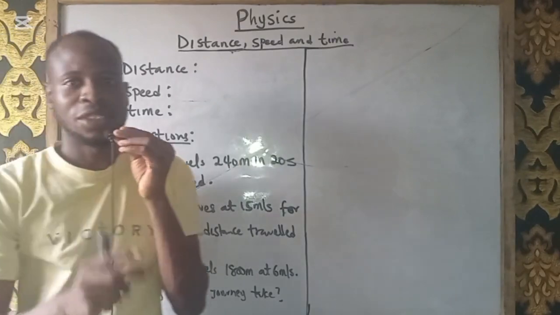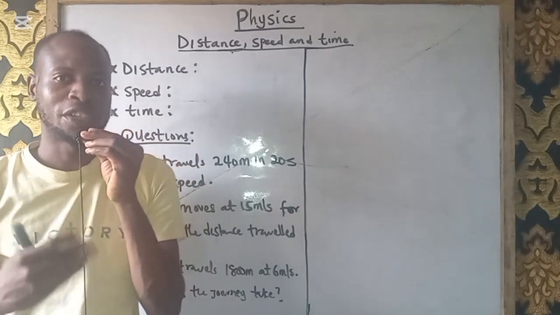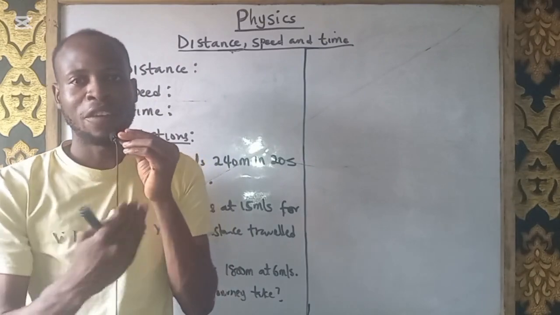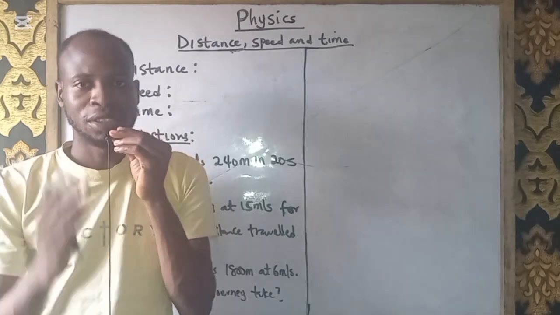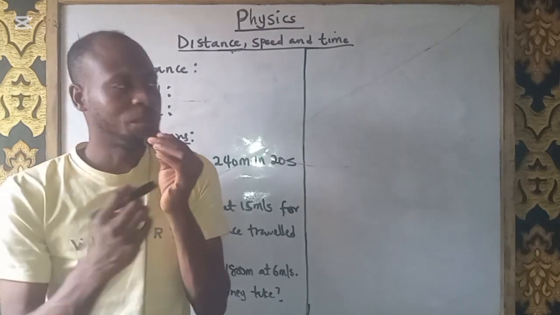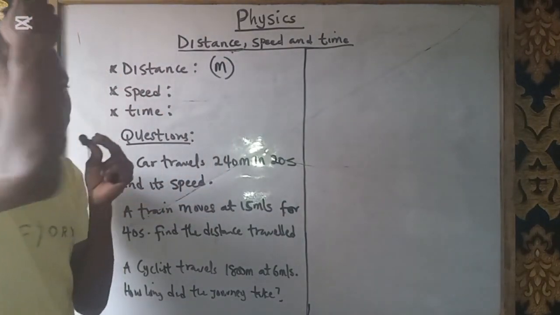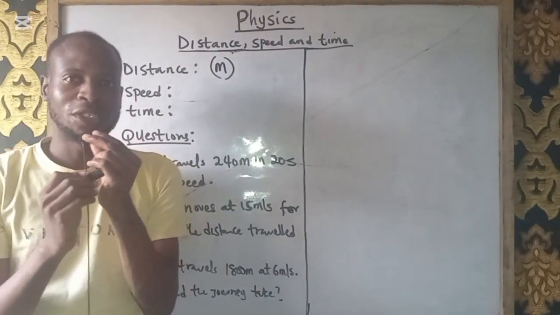Distance. Distance is the total length of the path traveled by an object irrespective of direction. Suppose you walk from your house to school. How far have you traveled? The total path took is referred to as what? Distance. And that is measured in what? Meters. Okay? Speed. Speed is the distance per unit time.